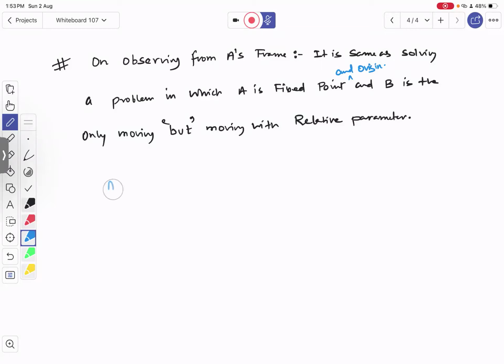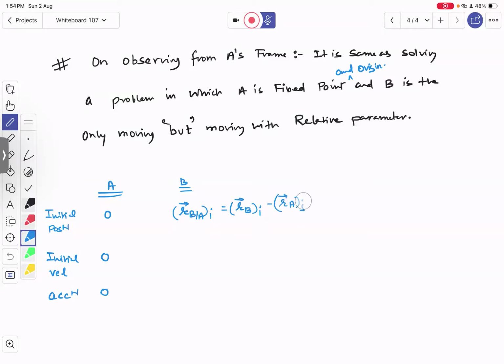So you will write down everything for A as 0, but for B, initial position I'll write down here, then what all things we need: initial velocity, and acceleration. So you consider a case where everything of A is 0 and provide B with whatever you see for B by being in the frame of A. So the initial position of B with respect to A, I'll write as R_BA initial. How to find it out? In general, it will be position of B initial minus position of A initial.